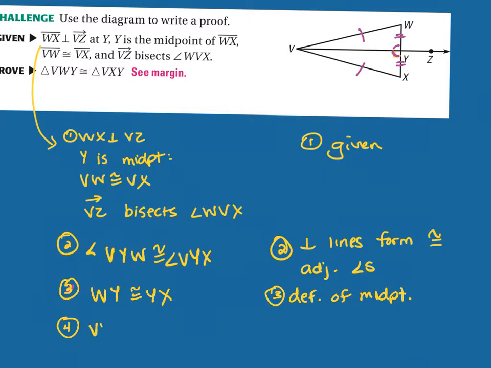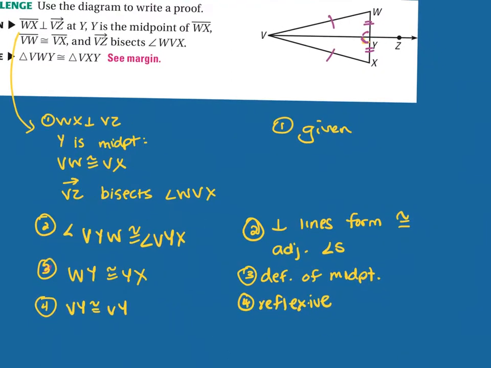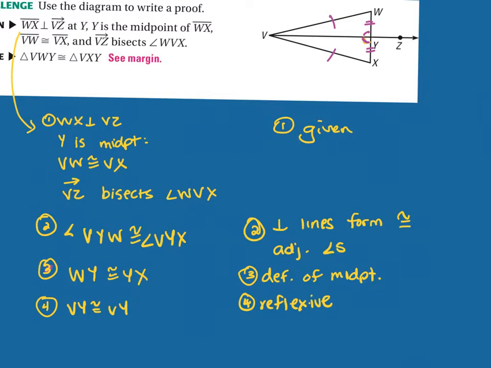Vy equals Vy, and why is that? Reflexive. We're going to do so much more work on triangles that you want to start to identify the easy stuff like that. As soon as you see something that shares a side, that's a reflexive side. If you see vertical angles, you've got vertical angles. If you've got a midpoint, you've got a midpoint. So start to identify those things. Make it easier for yourself. It's going to be repetitive.